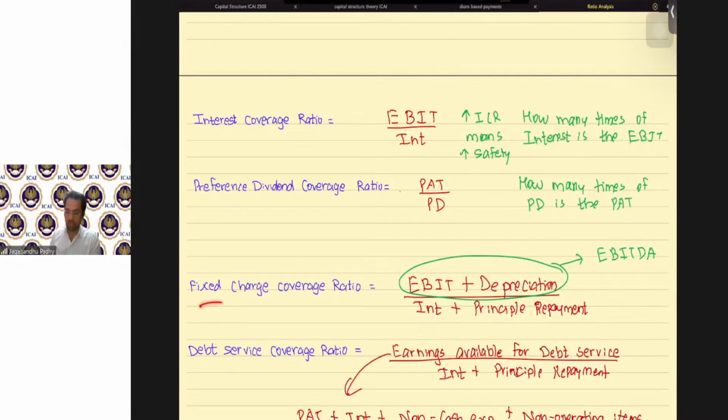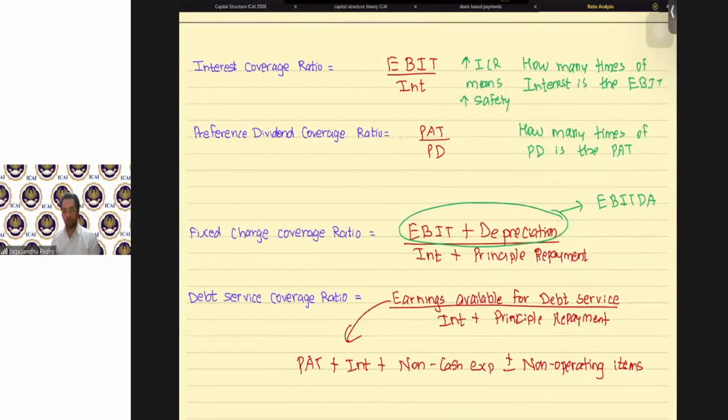In fixed charge, it was only EBIT being added with depreciation, which was also called EBITDA. Debt service coverage ratio was a more detailed number, which was PAT plus interest plus any non-cash expense. And also we are going to exclude the non-operating items. Because in EBIT, we may have some operating figures, but these non-operating items will be adjusted if you want to look at the debt service coverage ratio.